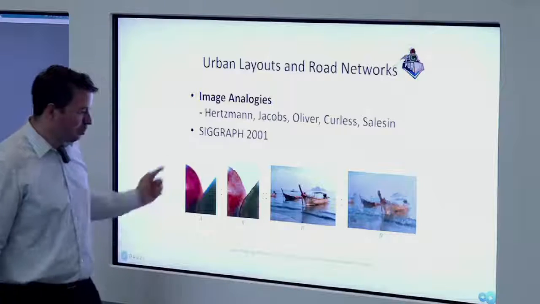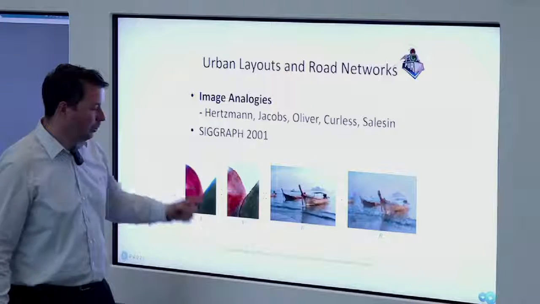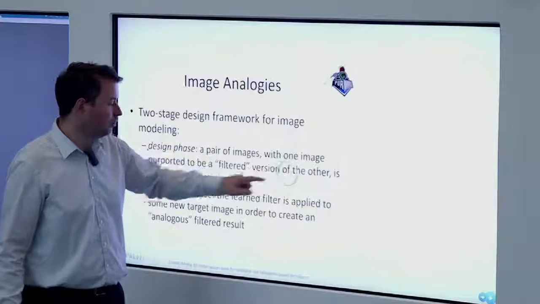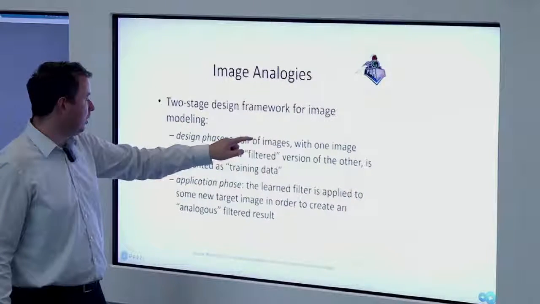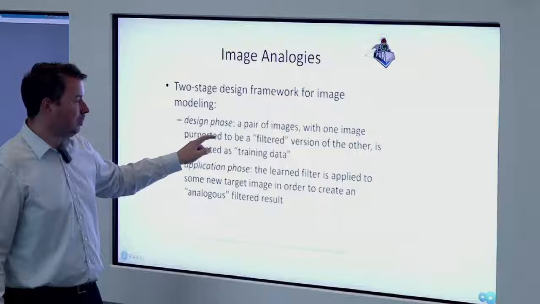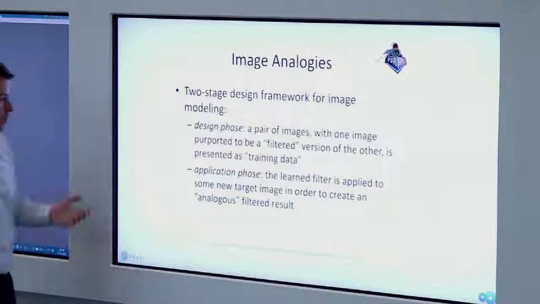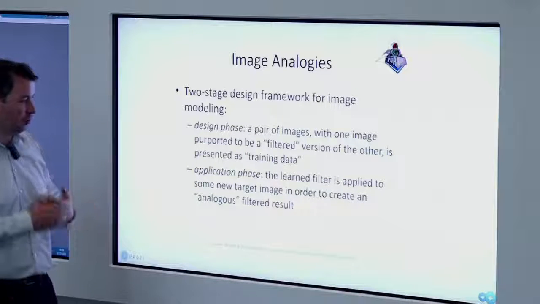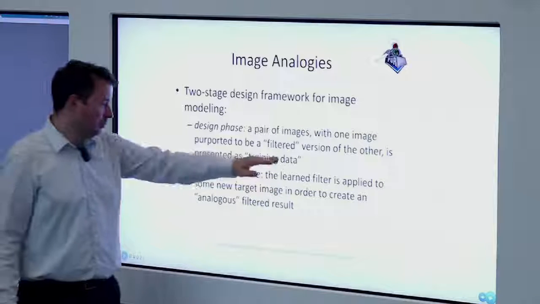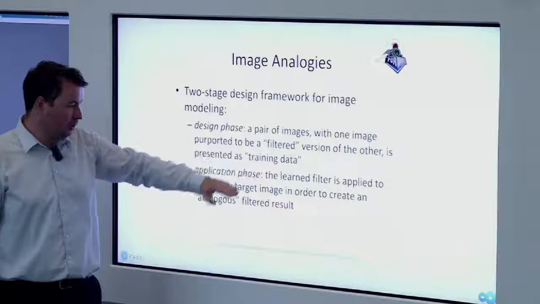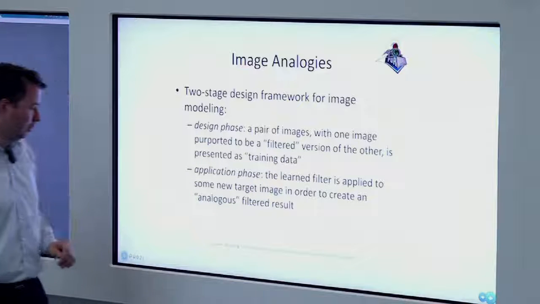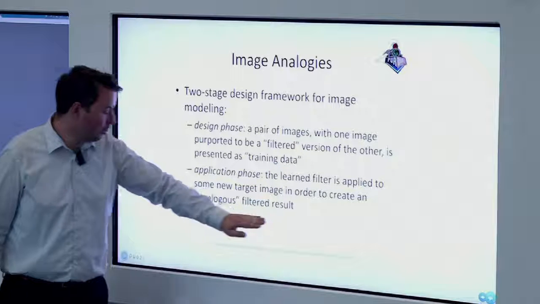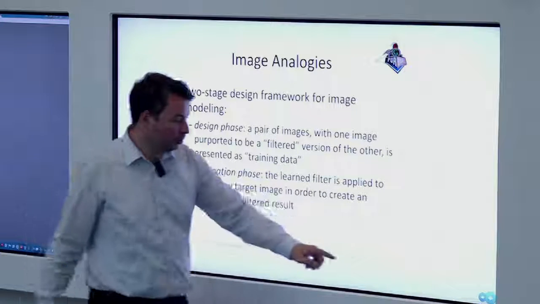So this is just image processing. It has not much to do with urban planning right now, but somehow we have this two-stage design idea. In the first phase, we have a pair of images: one is the filtered one, the resulting one, and the other is the training data. And then we can create a so-called analogous filtered result. So what does it mean?